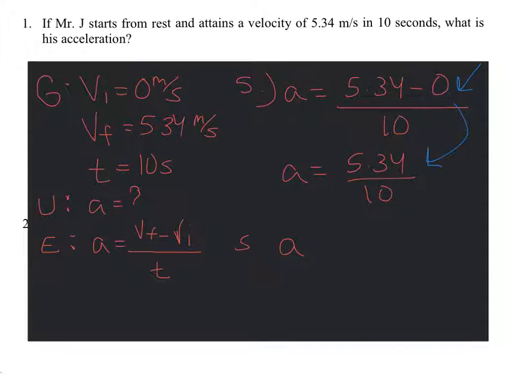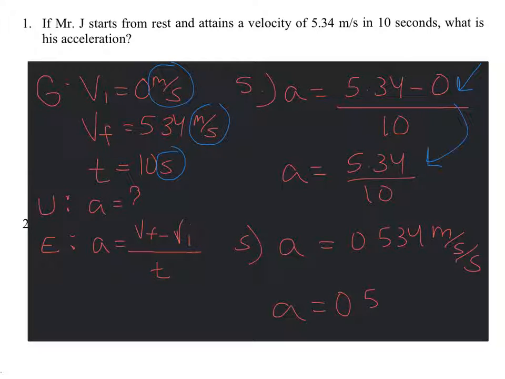And now when I solve my problem, I end up getting 0.534. Let's look at the units, right? Our velocities are in meters per second, and our time is in seconds. So when I divide that out, it's going to be meters per second per second, or another way to write that would be 0.534 meters per second squared.